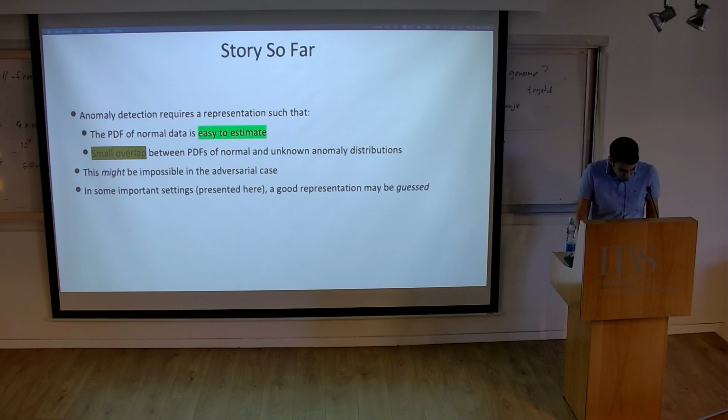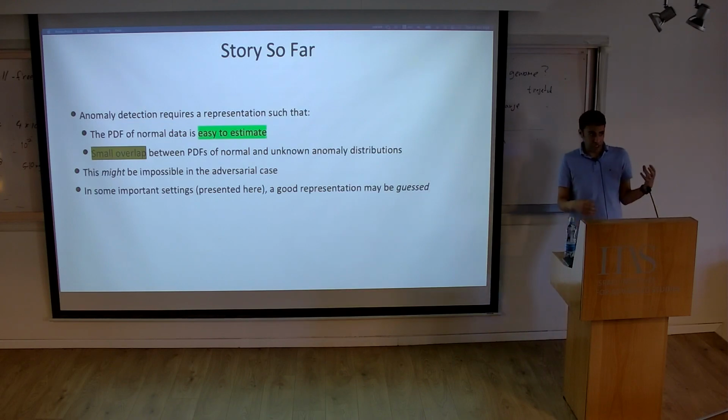And in the general case, for any given data set, we may not know a representation, which we do without supervision, because we don't know what the anomalies look like. And so for every given representation, we can just define anomalies that look exactly the same as normal data.